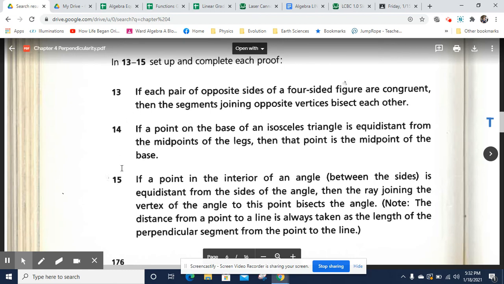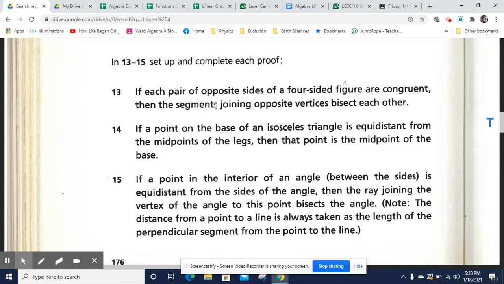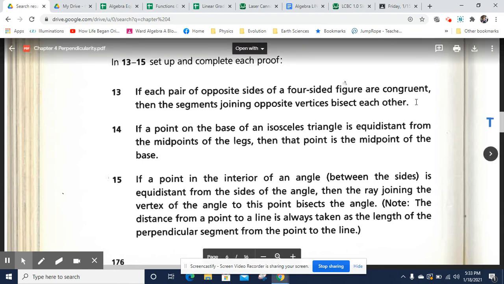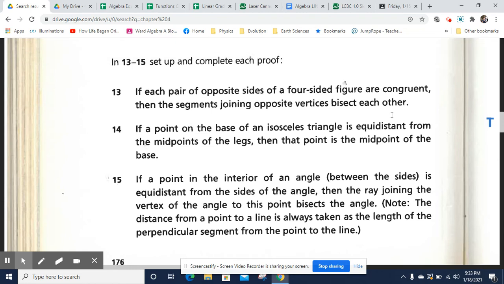So basically you're already going to have some sides that are congruent. So it's been given that you have a 4-sided figure with congruent sides. That could be a square, it could be a rhombus. Okay. And you're also being given that there are segments joining opposite vertices. What you have to prove is that those bisect each other. To prove that they bisect each other, you're going to have to prove a bunch of congruent triangles. And side will probably be your friend, and angle side angle will also be your friend for that.